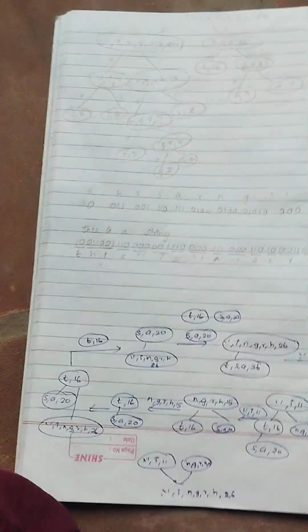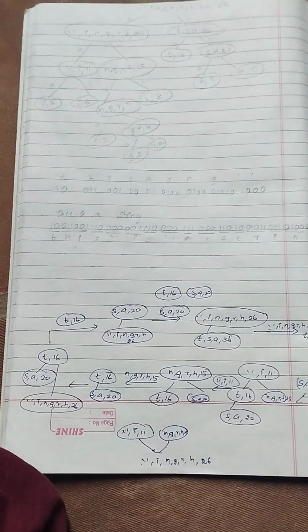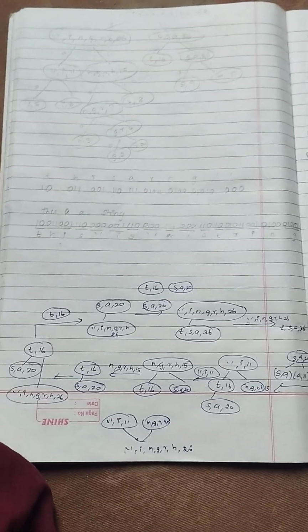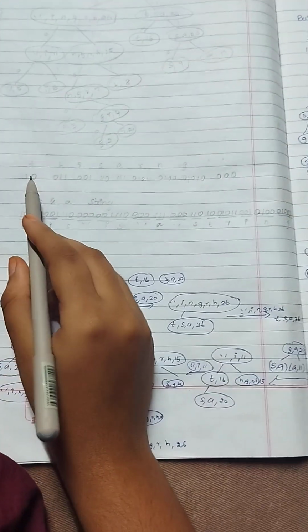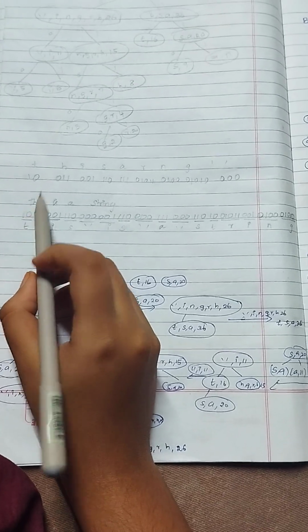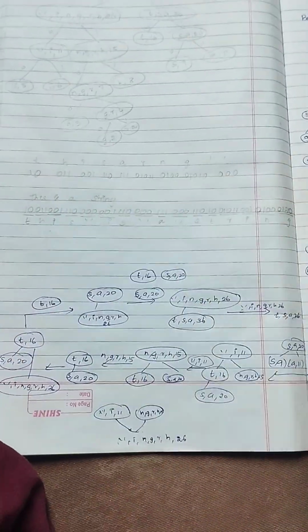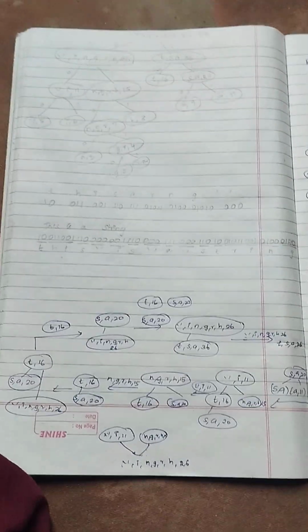So here we notice that a higher frequency character has a shorter code, because T has a frequency of 16, and here we have 1 0. So that's all.